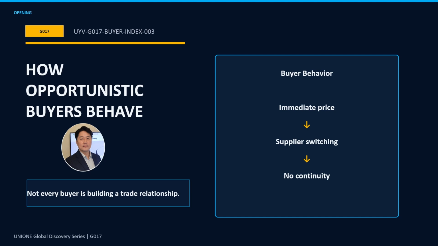In the previous video, we examined common mistakes that new buyers make. Today, we will look at a different issue: how opportunistic buyers behave in international trade. Not every buyer is trying to build a long-term trade relationship. Some buyers focus only on the immediate opportunity without considering continuity, cooperation, or structure.